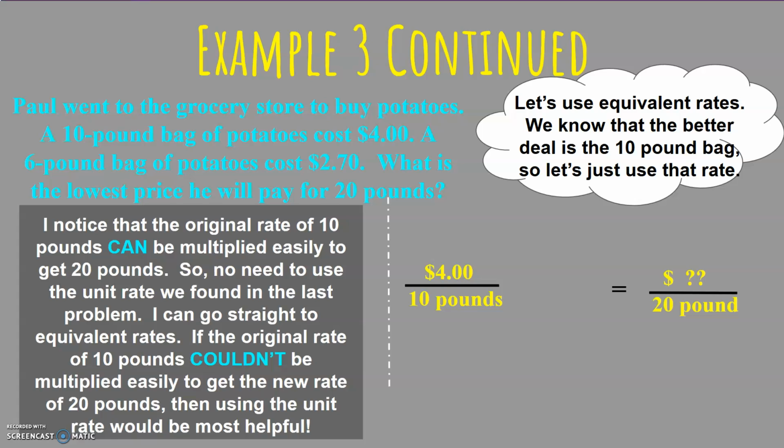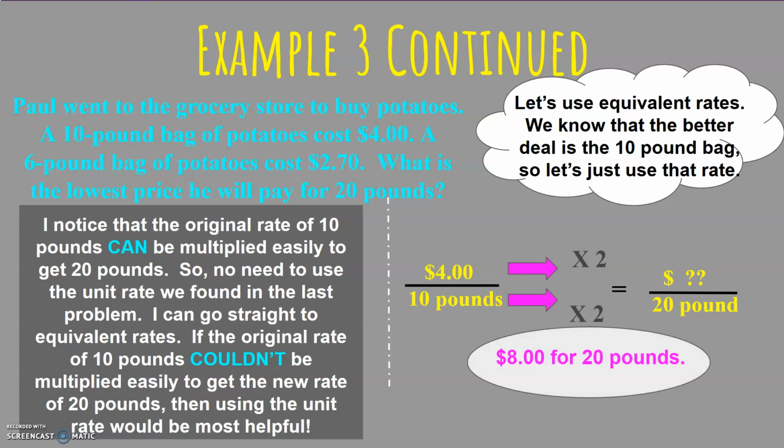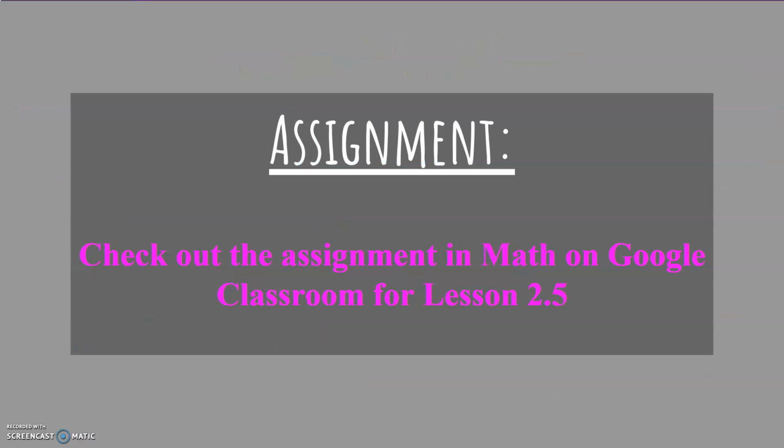$4 for 10 pounds equals how much for 20 pounds? Well, how do we go from 10 pounds to 20 pounds? We multiply it by 2. Same as we do to the bottom, we do to the top. 4 times 2 is $8 per 20 pounds.